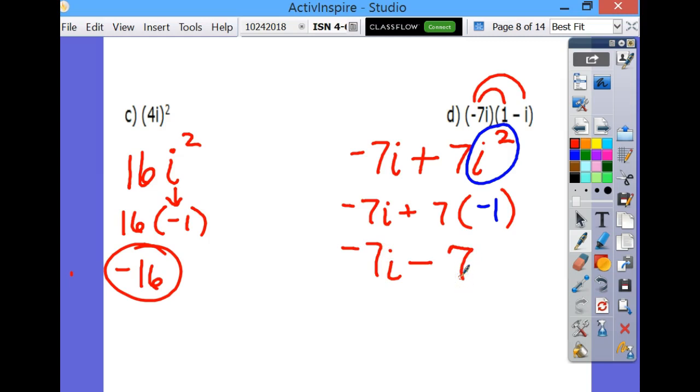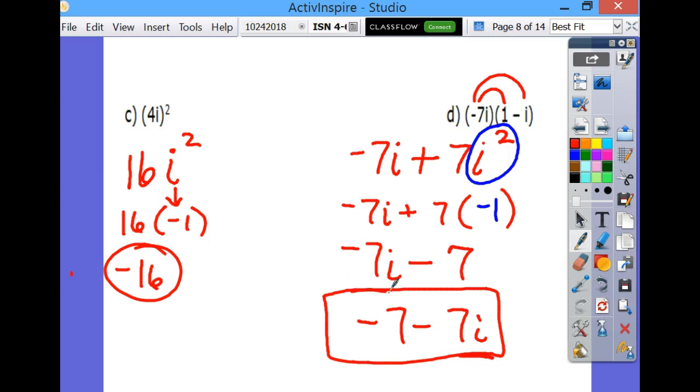You also don't write your answer in that form. When you have a complex number, that's called complex because it has a real number part. That means it doesn't have an i. Part of it doesn't have an i and part of it does have an i. When you have a complex number, you always write the i part, the imaginary part, last. This is the correct form to write that answer. The imaginary part always comes last.